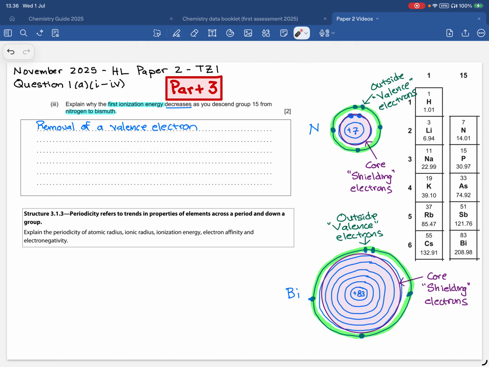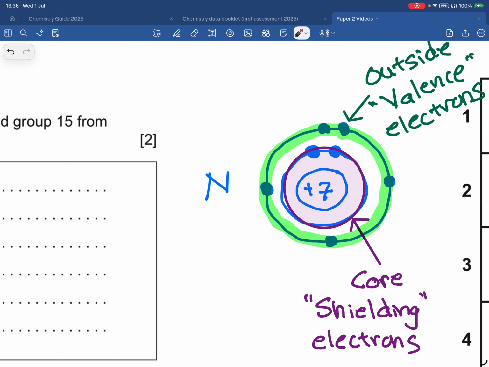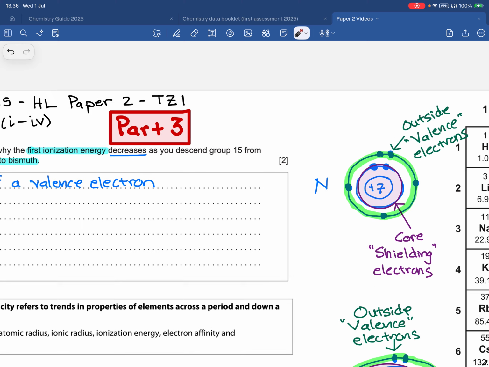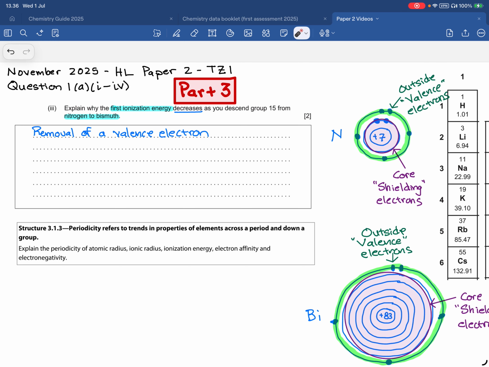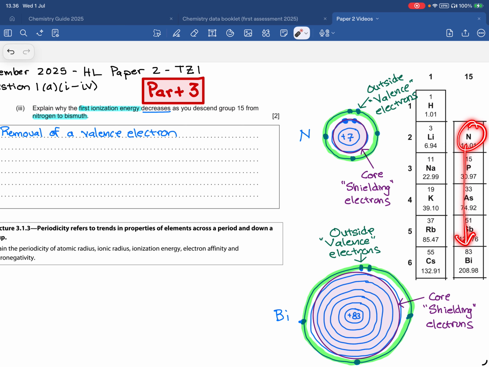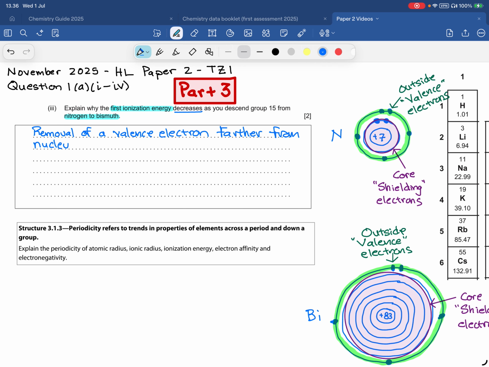Now, if you recall, you're basically removing an electron. It's the outside shell. Here's nitrogen. Nitrogen has a positive 7 in the nucleus. It's got 7 electrons, 5 of which are in the valence shell. Okay? So what is happening as you go down this group from nitrogen to bismuth? Well, nitrogen only has 2 energy levels, whereas bismuth has 6. Okay? So you're removing a valence electron that is farther away, farther from the nucleus, as you descend group 15.